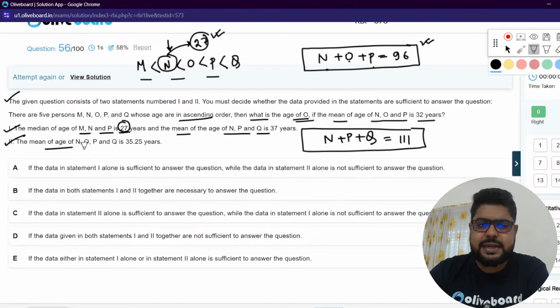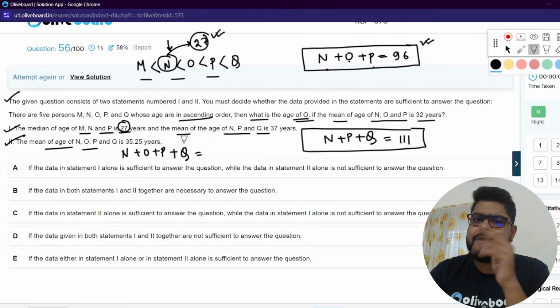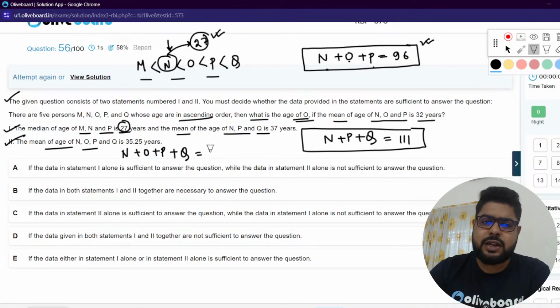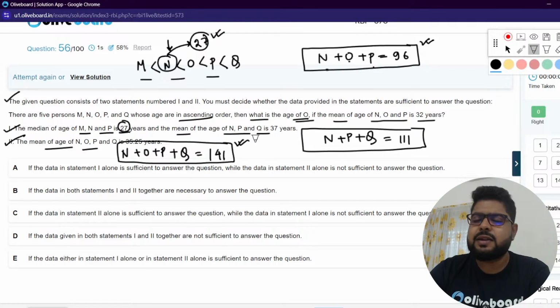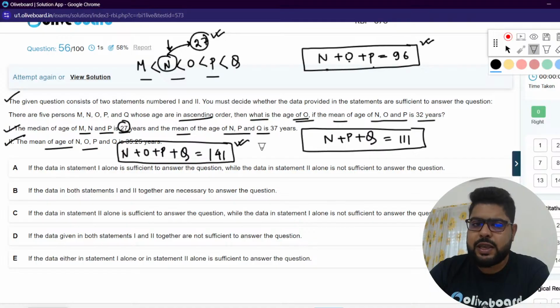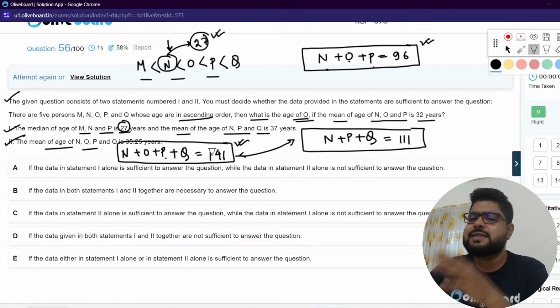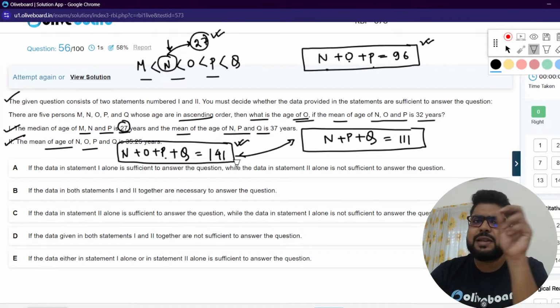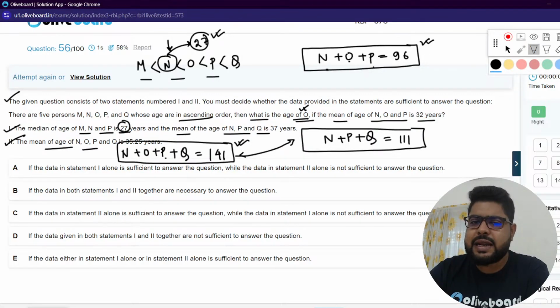Now again, second statement, mean age of N plus O plus P plus Q is 35.25. 35 into 4 is 140, and 0.25 into 4 is 1, so 141. Now you see it's very simple. N plus P plus Q is 111. If you take N plus O plus P plus Q minus N plus P plus Q, you will end up getting O. I can simply see O is 30 from here. So I can get the answer from this.